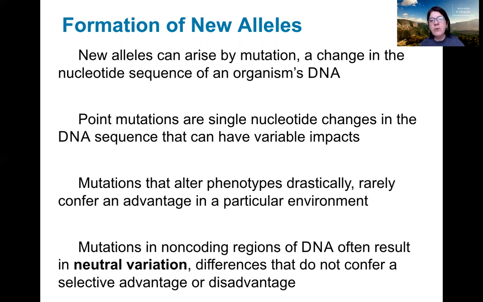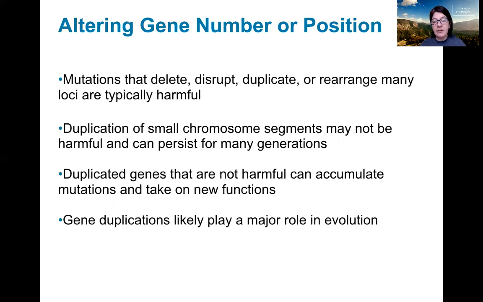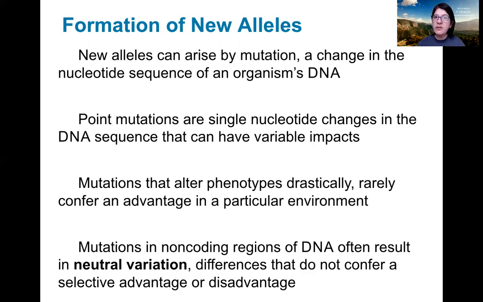Now, it's also important to understand that we can also get mutations in non-coding regions of DNA, either regulatory regions or other non-coding regions, and they can result in either neutral variations or they can actually cause differences in phenotype. Now, sometimes differences do not confer selective advantage or disadvantage. So this is how we get new alleles of existing genes. That means new versions of existing genes.